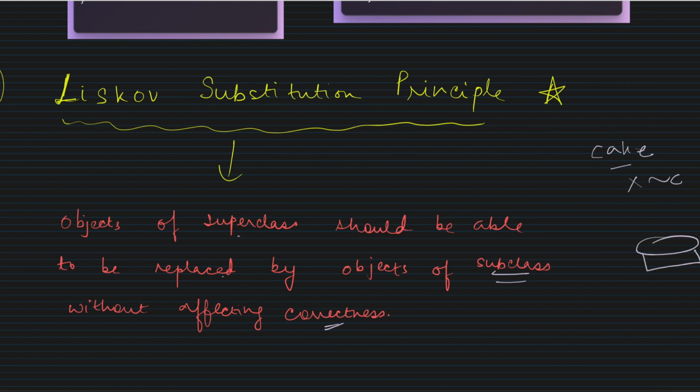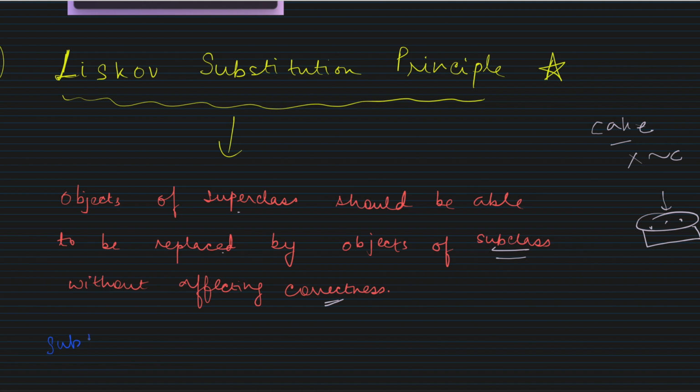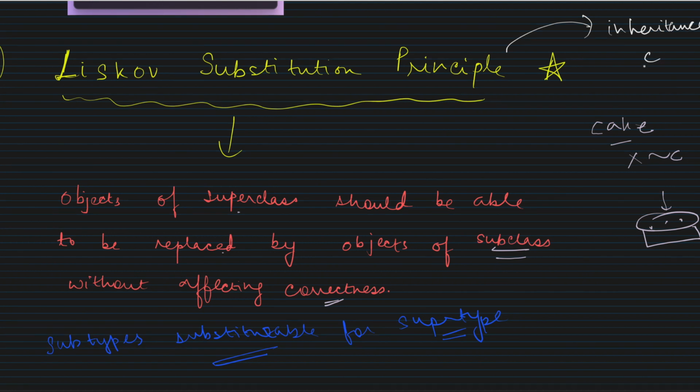What is the outcome? A proper cake should be baked correctly, right? So the end result should not be compromised. So that is what is meant by this. There's one more way to define this also, that subtypes are substitutable for supertype. It means the same, that the subtype should be able to substitute or replace the supertype. So this principle is actually important to know when we talk of inheritance hierarchies in object-oriented paradigms, class, base class, child class, all of that.